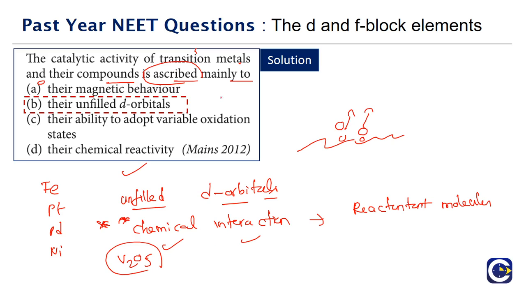So it is not because of the magnetic behavior, it is not because of their ability to have variable oxidation states, because generally the p block elements also can have variable oxidation states. It's also not because of chemical activity, because if you look at the reactivity as such, the first group and second group metals will be more reactive. So the correct answer for this is option B.